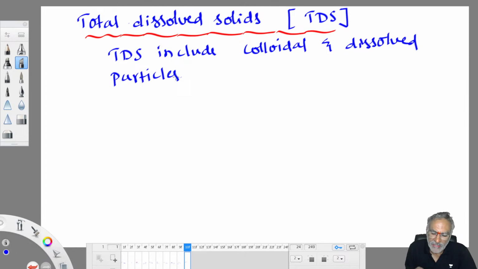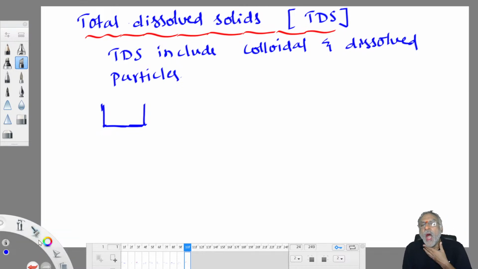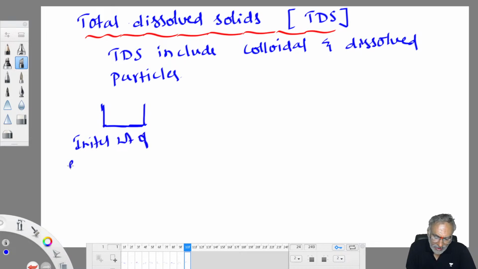So to find this out, the same crucible we take. The only difference is, instead of taking the water sample as it is, raw water as it is, we take filtered water, free from suspended solids. That gives how much colloidal and dissolved particles are present in water. So first we measure the initial weight of the empty dry crucible. A crucible is nothing but a small cup specially made for this purpose. W1.